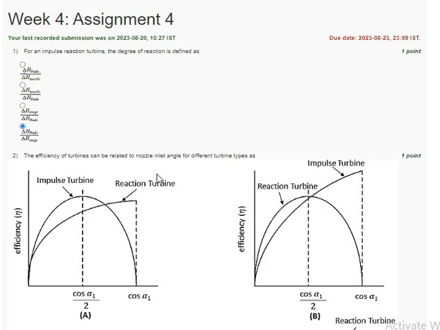Question number 1. For an impulse reaction turbine, the degree of reaction is defined as the enthalpy change in the blade section to the enthalpy change in the complete stage of the process. So option 4 is correct. Delta H blade upon delta H stage. For the impulse turbine, the delta H blade is equal to 0. So the degree of reaction is 0. And for reaction turbine, for Parsons reaction turbine, the degree of reaction is half.